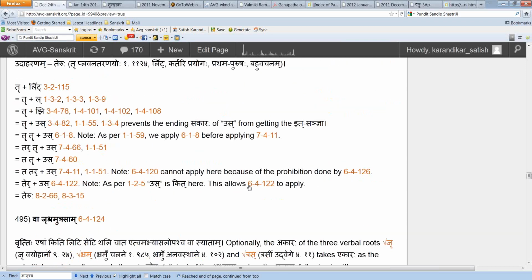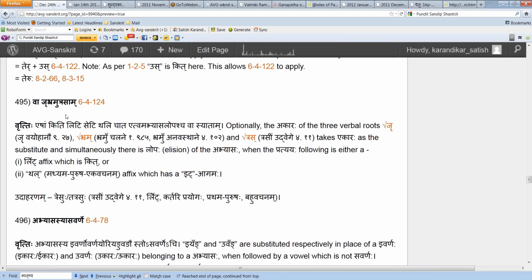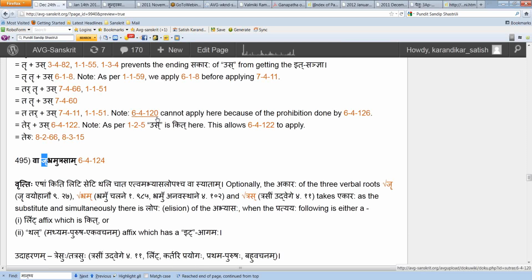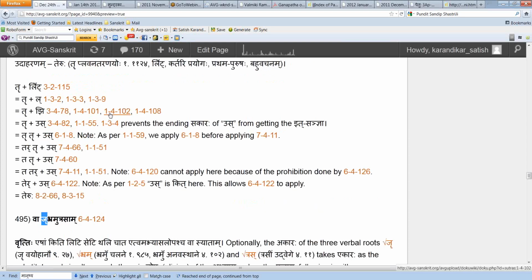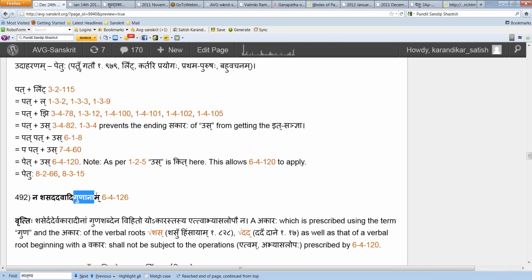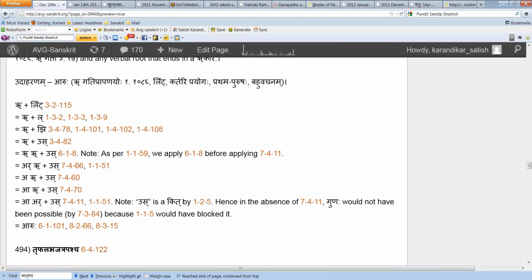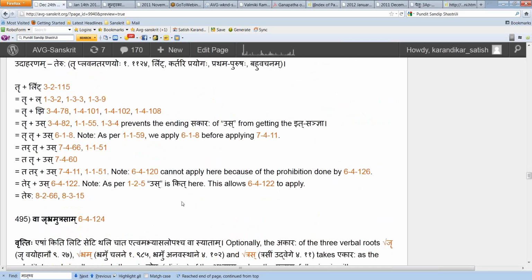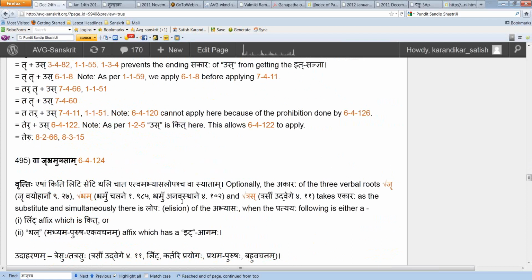Okay, now there's one case where there is an optionality, because 6.4.124 says optionally va, jru, brahmu, trasam. The same thing here. Just like in the case of through, in the case of jru also 6.4.126 will block 6.4.120. The steps will be the same, and again, because of na, shas, the vadi gunanam, jru will not be able to take 6.4.120, because 6.4.126 will stop it.